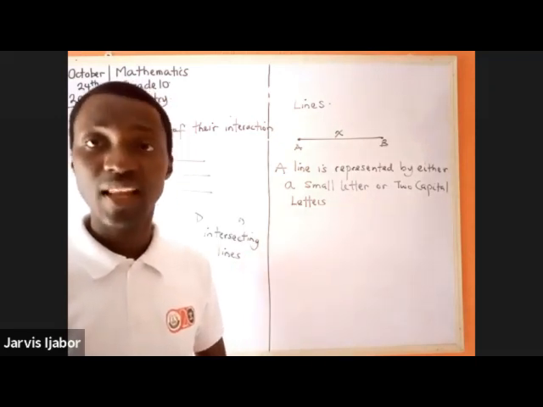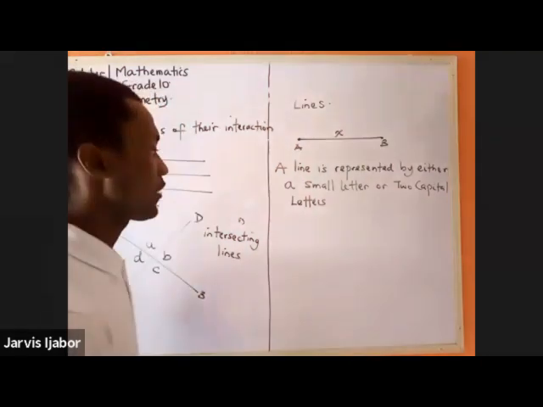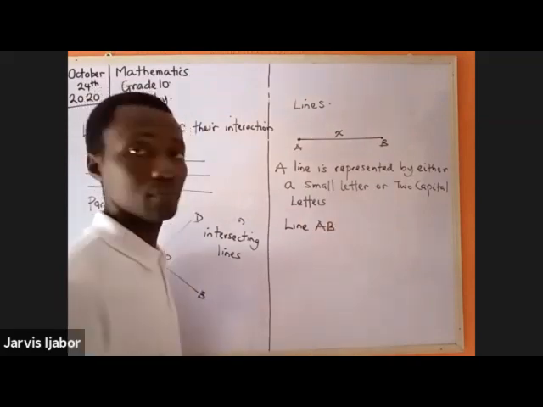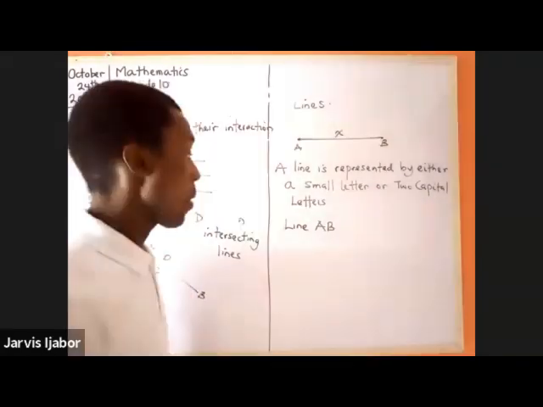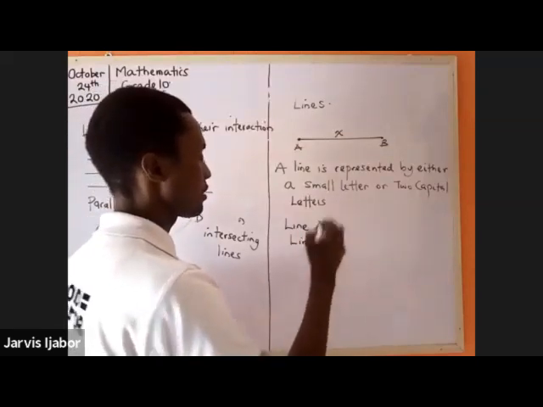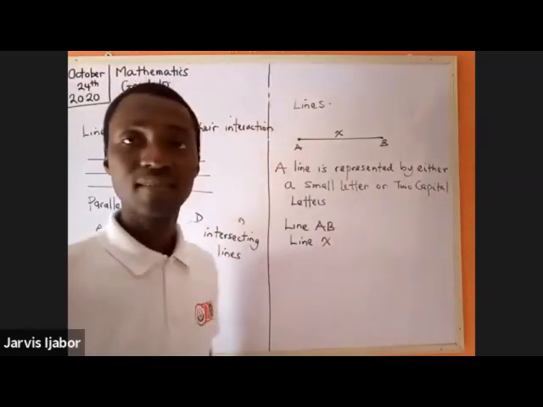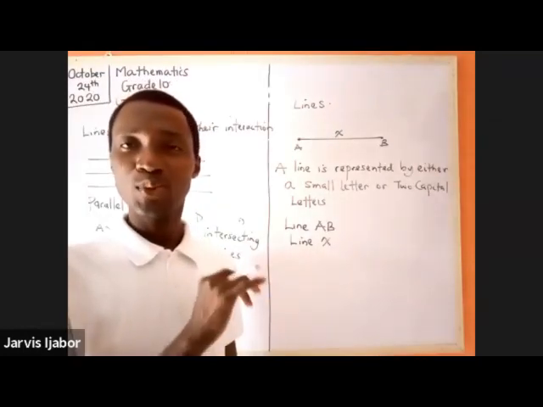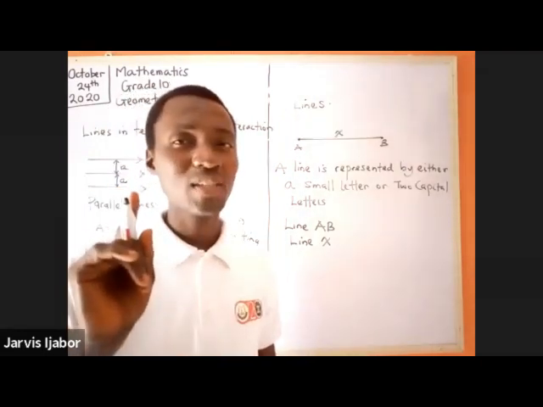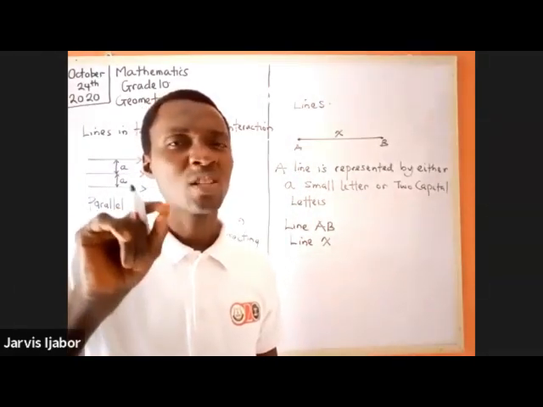That's how we represent a line, either by using two capital letters or a small letter. So I can say line AB, sometimes called a line segment, or I can simply say line A, or in the case of my diagram, line X. So you need to know these terms very, very well. Notice that when we talked about points, we said a point is represented by what?